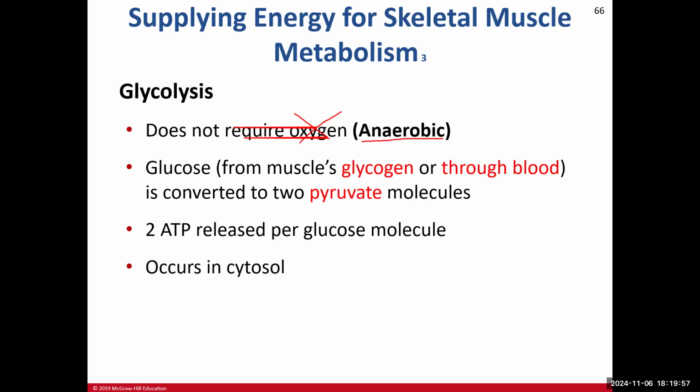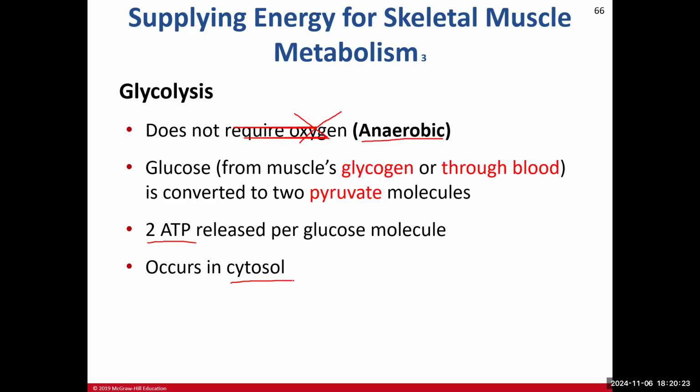Think of it like your friend that can get you into the VIP lounge at a club. All right, oxygen gets you in, okay? Without oxygen, you're not getting in. So pyruvate can't get into the mitochondria unless oxygen is present. All right, so one glucose molecule makes 2 ATP, and this occurs outside of the mitochondria in the cytosol.